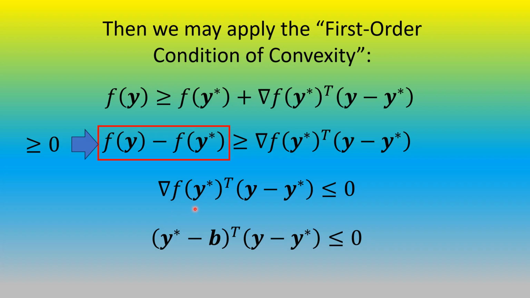And then over here we're just restating that fact, because this is greater than or equal to 0. If something greater than or equal to 0 is greater than or equal to something, that something must be greater than or equal to 0, which is what we have over here. And then since the gradient of f of y star is y star minus b, that comes from the partial derivatives of the norm squared. Yeah, that's it.